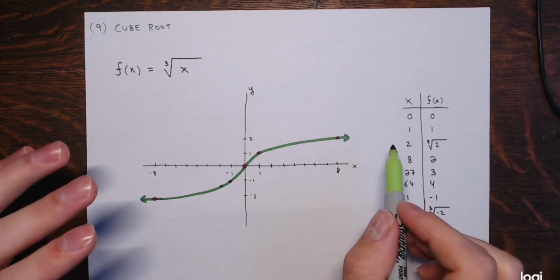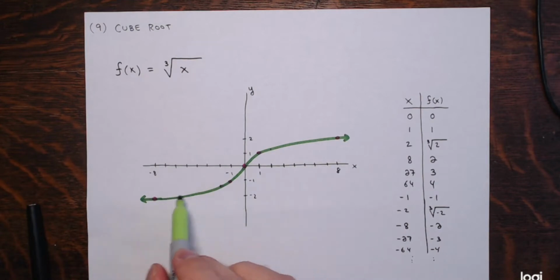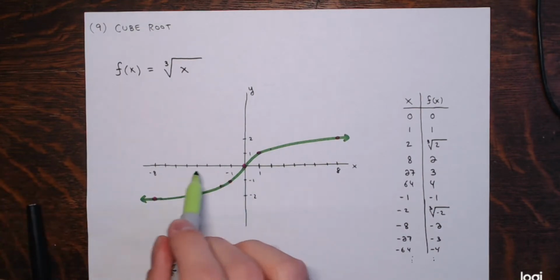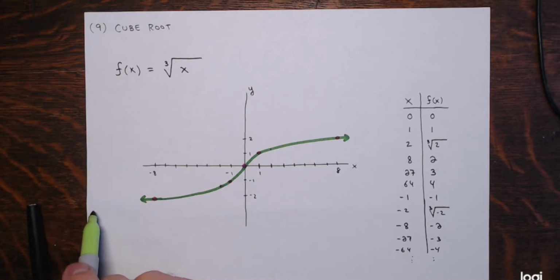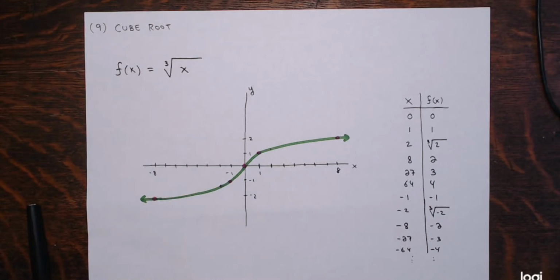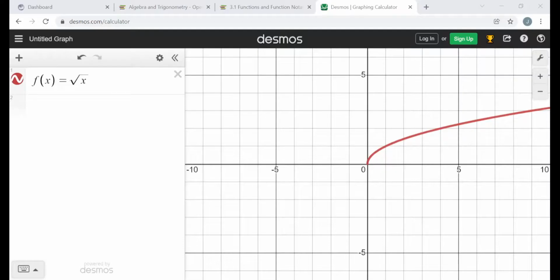Same thing this way, it's going down forever to the left, just very slowly. I'd have to go out to negative 27 to get an output of negative 3, and then negative 64 to get an output of negative 4, and so on. Okay, and once again, I'll show you on the Desmos site here.